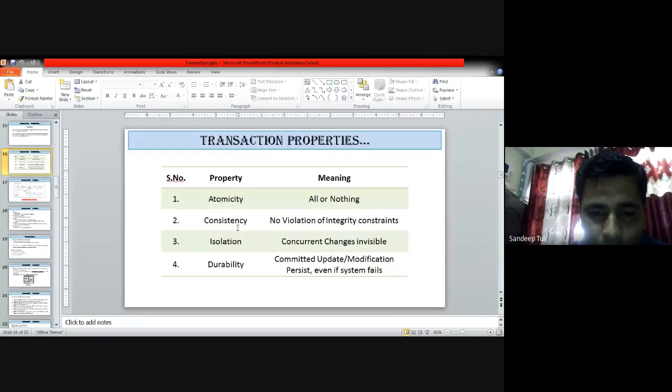In the last lecture we covered the basics of transactions and the properties that a transaction should have. I am just recapping it. The transaction should have these properties: atomicity, consistency, isolation, and durability. That is also known as the ACID property.